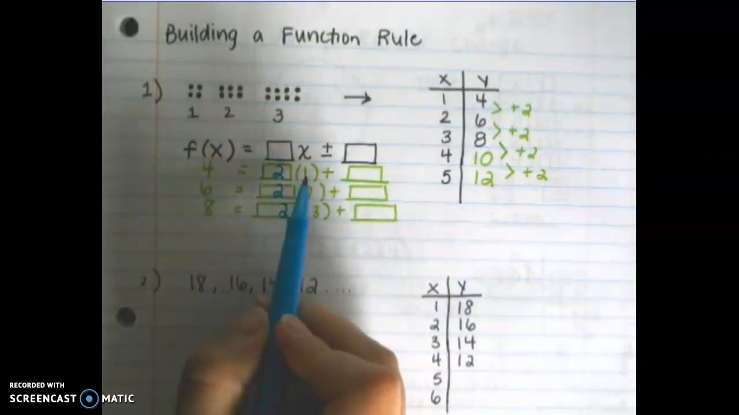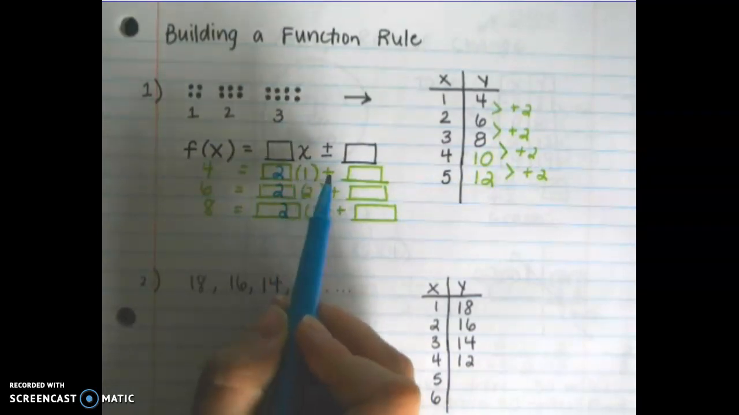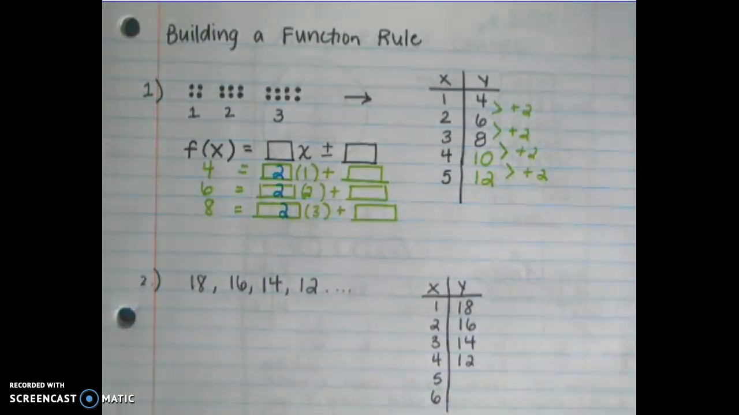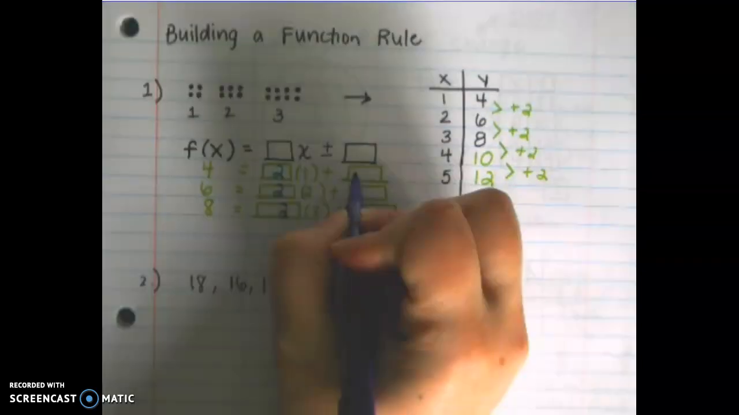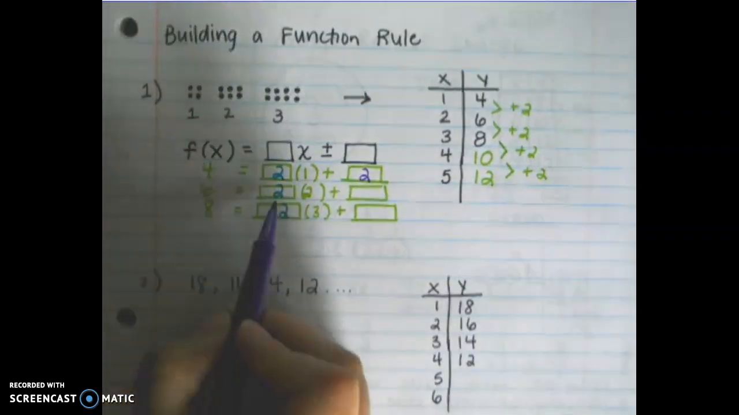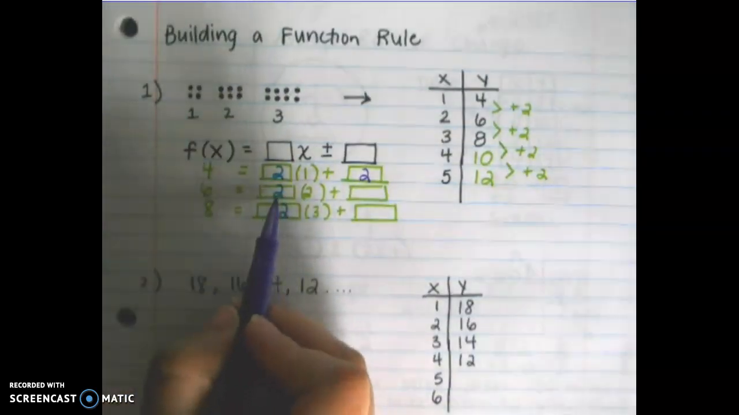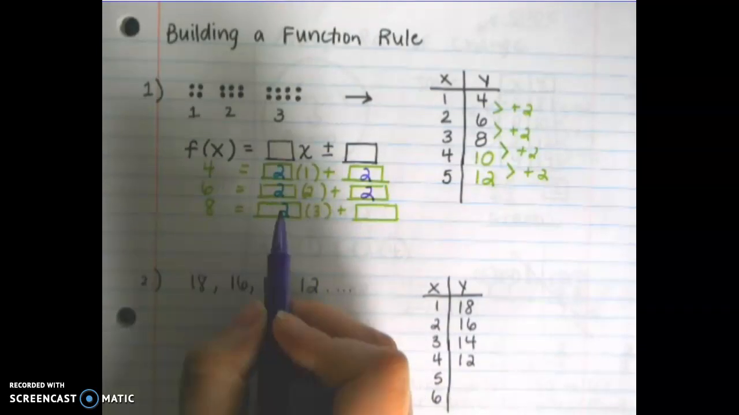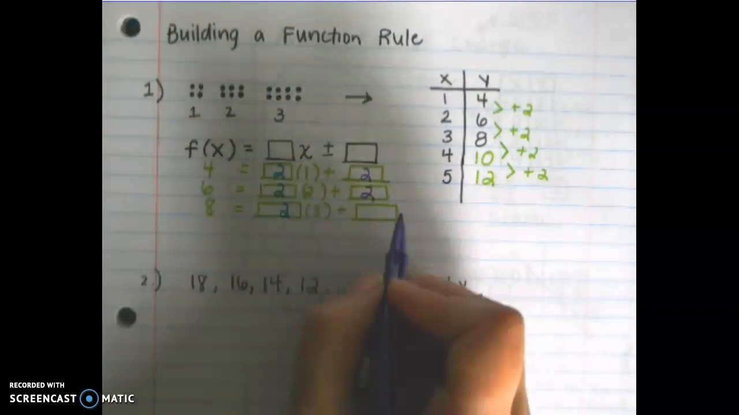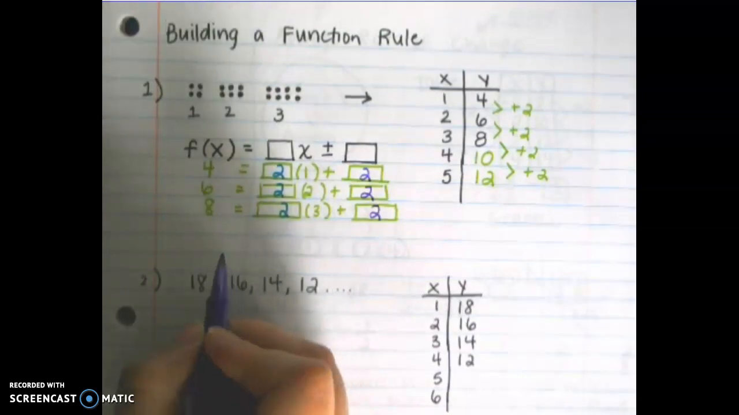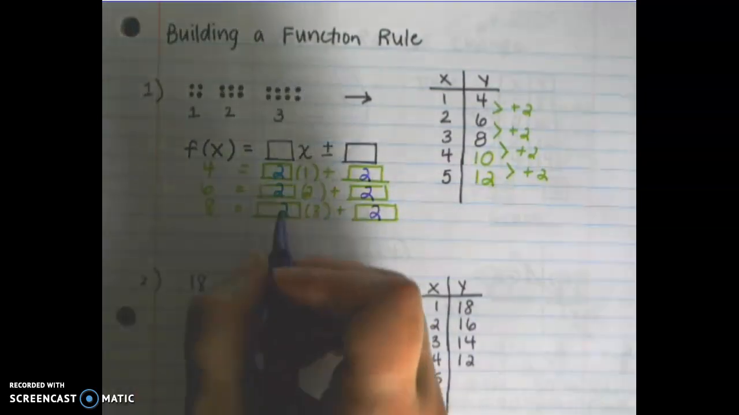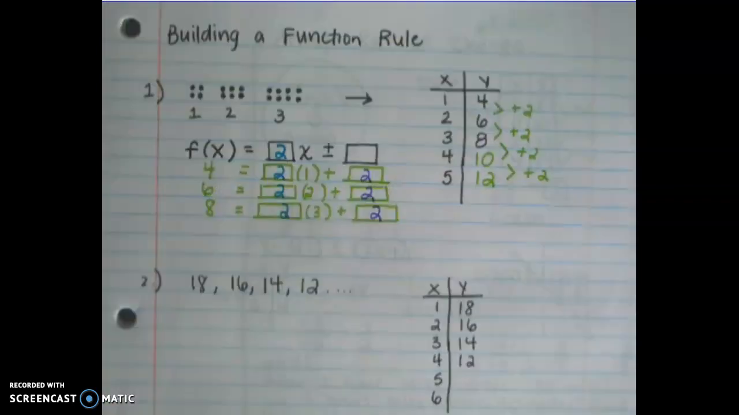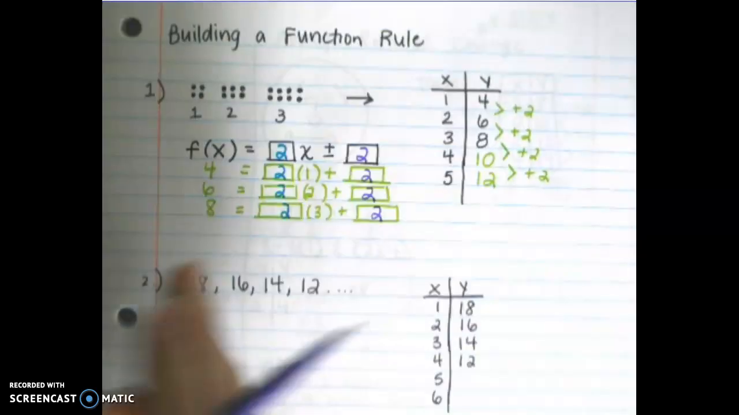So 2 times 1 is 2. So how many do I have to add to get 4? I'm going to have to add 2 to get 4. Let's see if that works. 2 times 2 is 4. 4 plus 2 is 6. 2 times 3 is 6. 6 plus 2 is 8. So it looks like this is working. It looks like I might have a rule that if I do 2 times x plus 2, it's giving me my pattern.